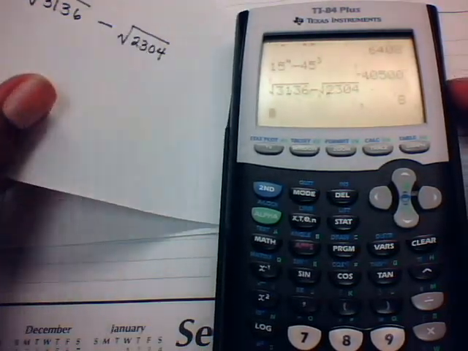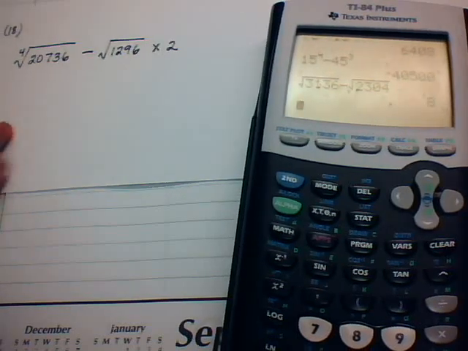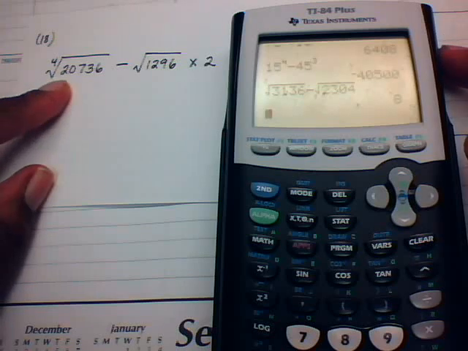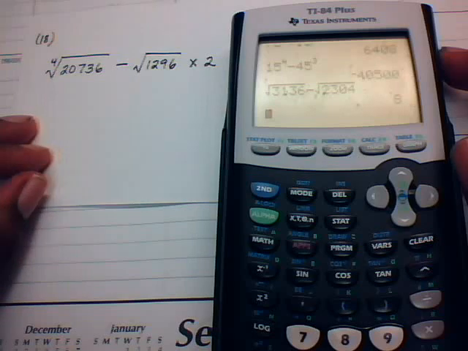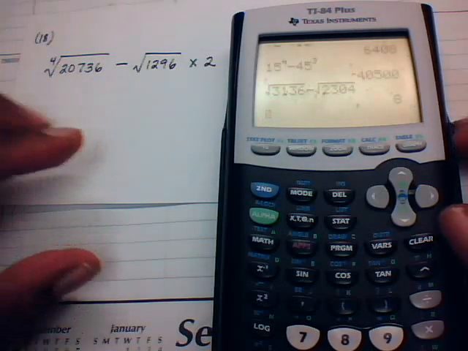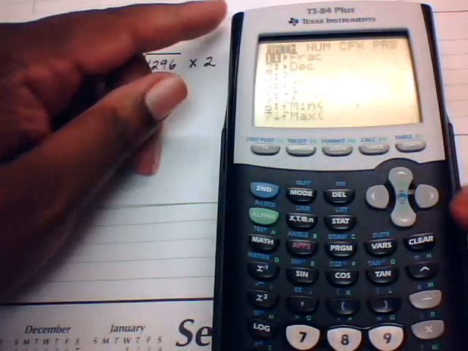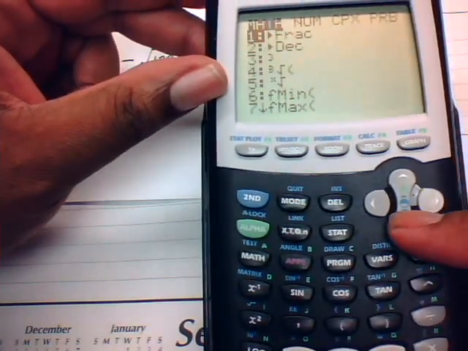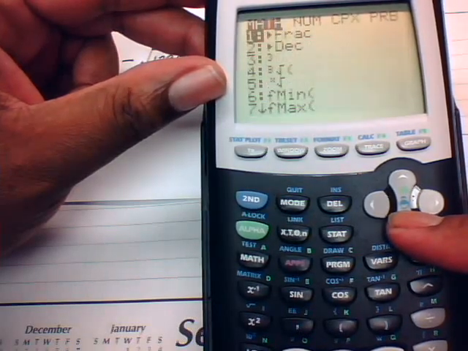Okay, number 18. This one has the fourth root of 20,736 minus the square root of 1296 times 2. Now this calculator, let's see if we can get the fourth root. If I press the math key and look under this menu, I don't think there's a fourth root here. Okay, no, there's not.